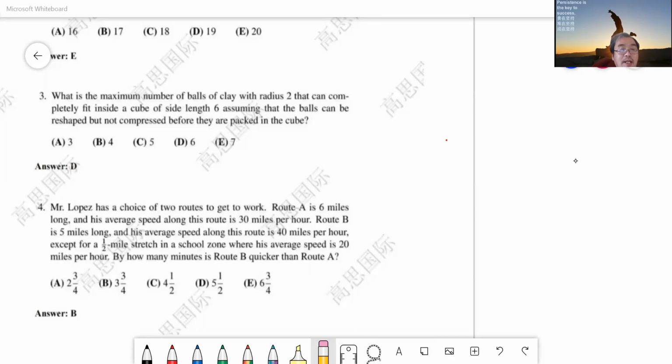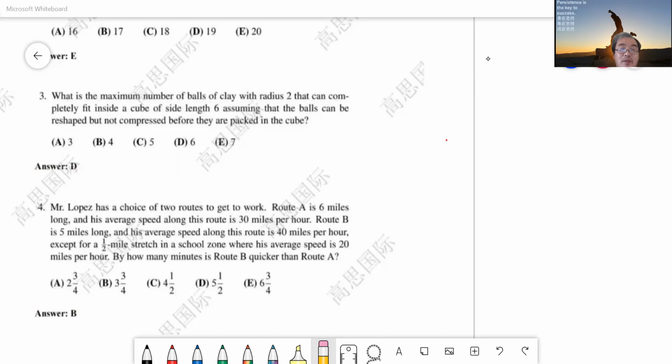Let's look at question number 3. What is the maximum number of balls of clay with radius 2 that can completely fit inside a cube of side length 6, assuming that the balls can be reshaped but not compressed before being packed into the cube? Right, so I think this is just to find the volume of this cube and then how much volume it can hold. Then calculate how many balls we can do that.